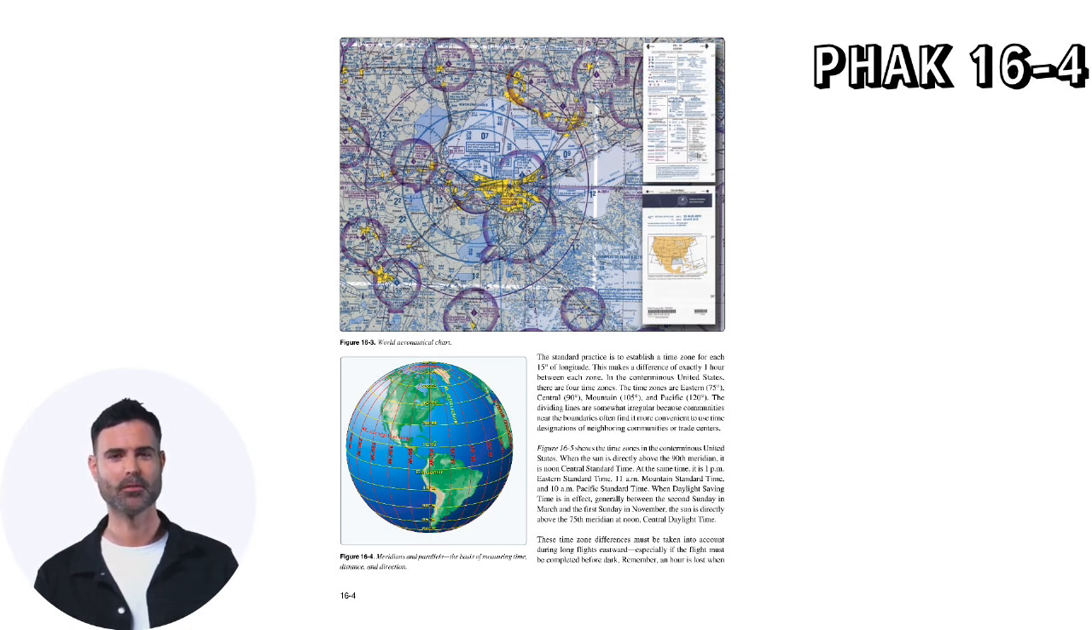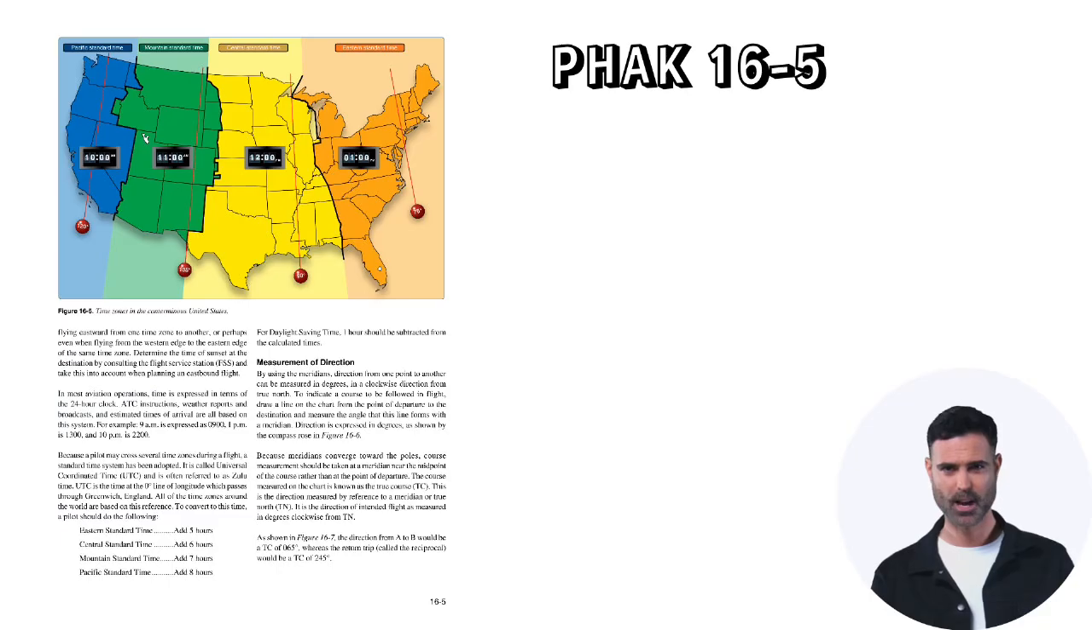These time zone differences must be taken into account during long flights eastward, especially if the flight must be completed before dark. Remember, an hour is lost when flying eastward from one time zone to another, or perhaps even when flying from the western edge to the eastern edge of the same time zone. Determine the time of sunset at the destination by consulting the Flight Service Station (FSS), and take this into account when planning an eastbound flight.